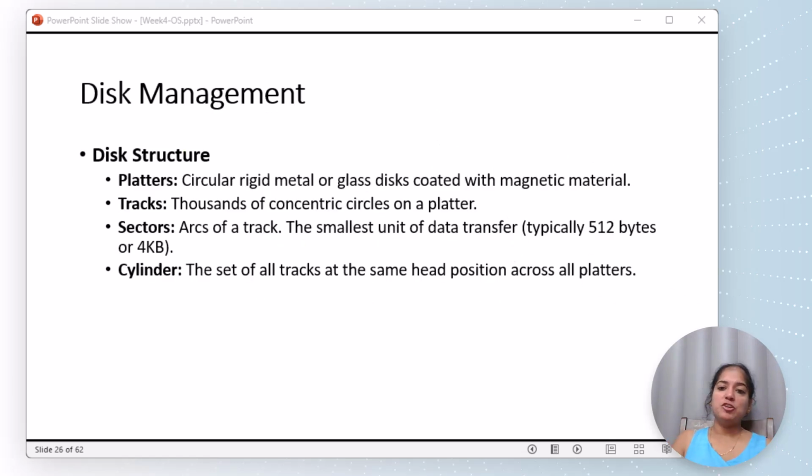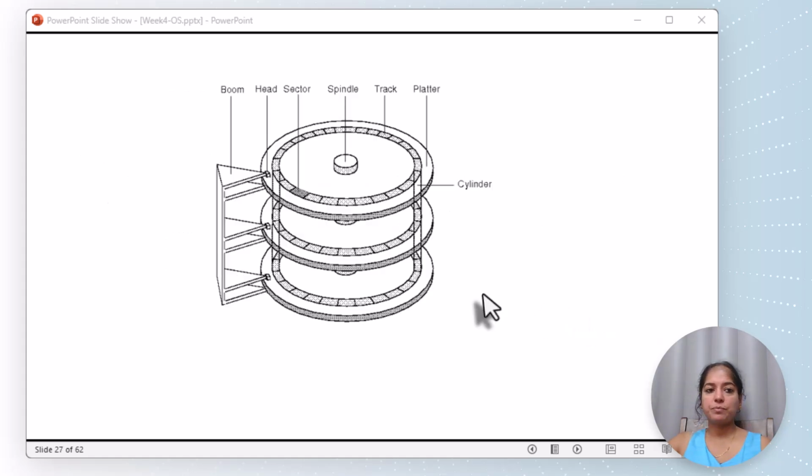Now, disk management. A disk uses platters coated with magnetic material. We use disks to store our data. These are permanent storage. Data is stored in tracks, which are concentric circles divided into sectors. A cylinder is the same track position across all the platters. So this structure impacts how data is accessed and how scheduling is optimized.